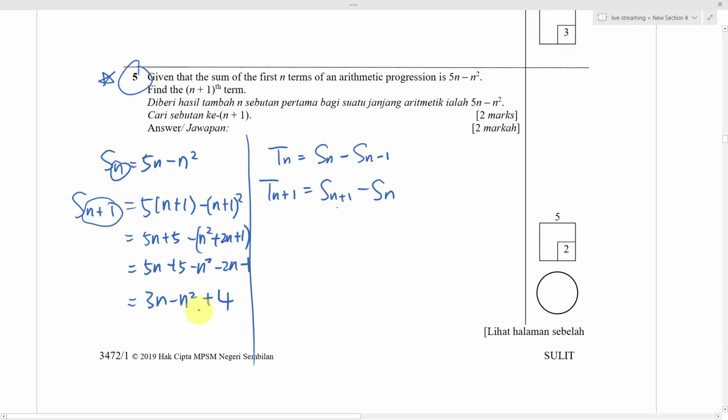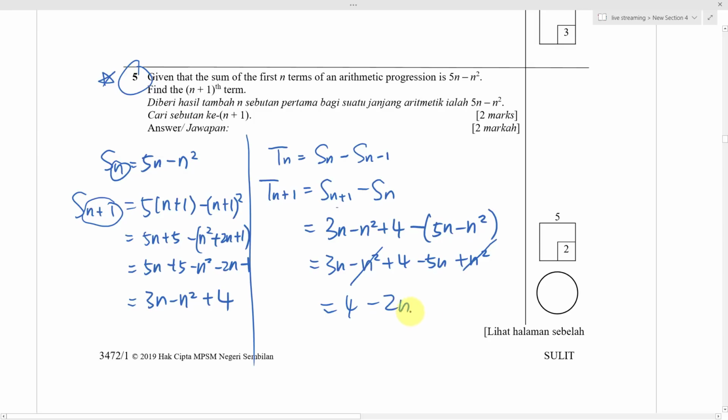Alright, I hope I didn't make any careless mistake. So I substitute into here 3n minus n squared plus 4. And what is Sn? Sn is 5n minus n squared. Then this is 3n minus n squared plus 4 minus 5n plus n squared. The n squared and n squared I will cancel. So I will get 4 minus 2n. This is Tn plus 1.